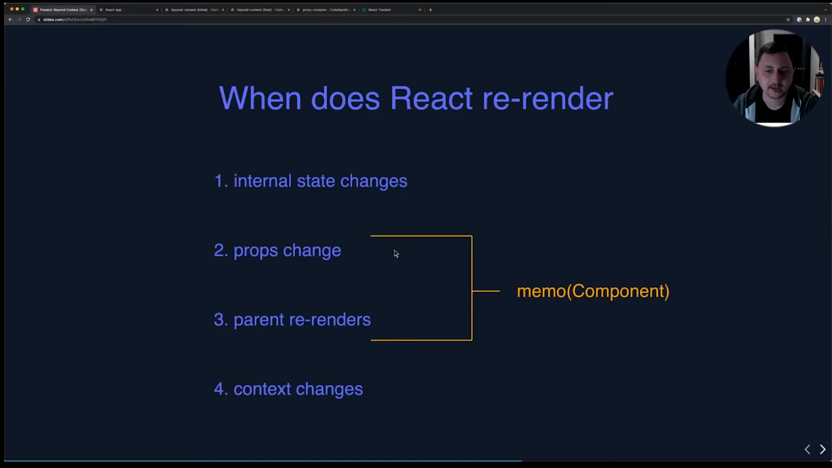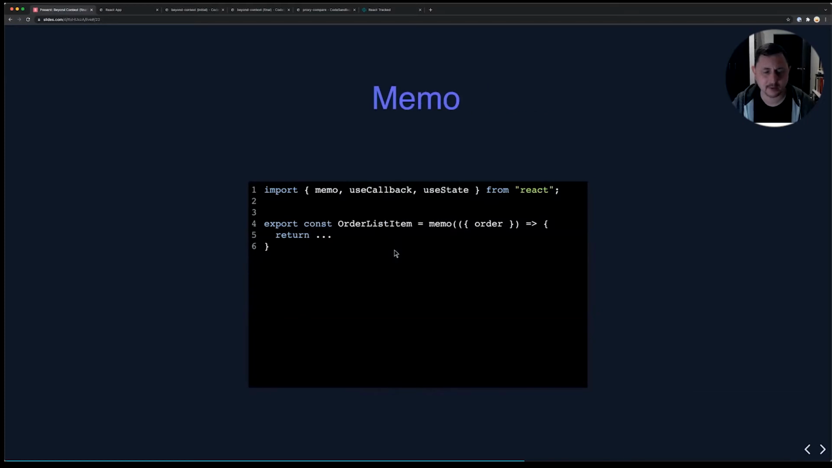And React provides us a tool to deal with numbers 2 and 3, prop changes and parent changes. And that's this memo function that you can get at through the React library. And actually, memo, similar to context, has a pretty slim API. You can import it directly from React, and you can wrap a component.